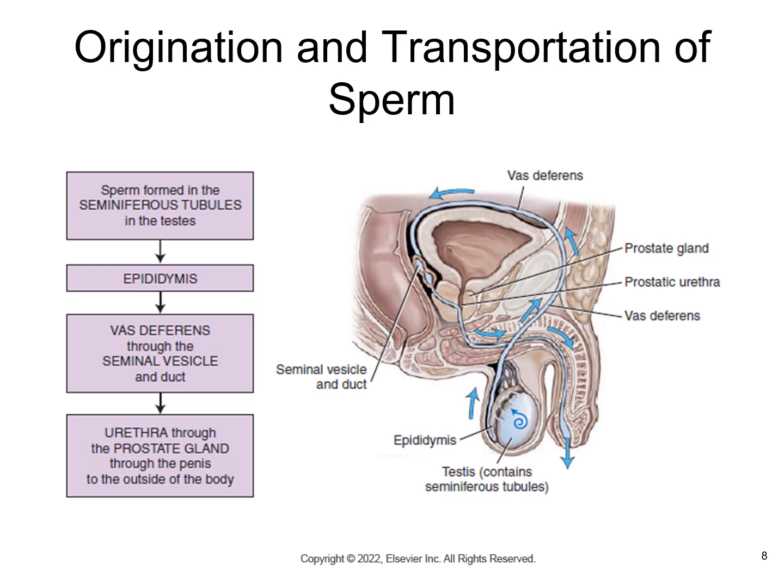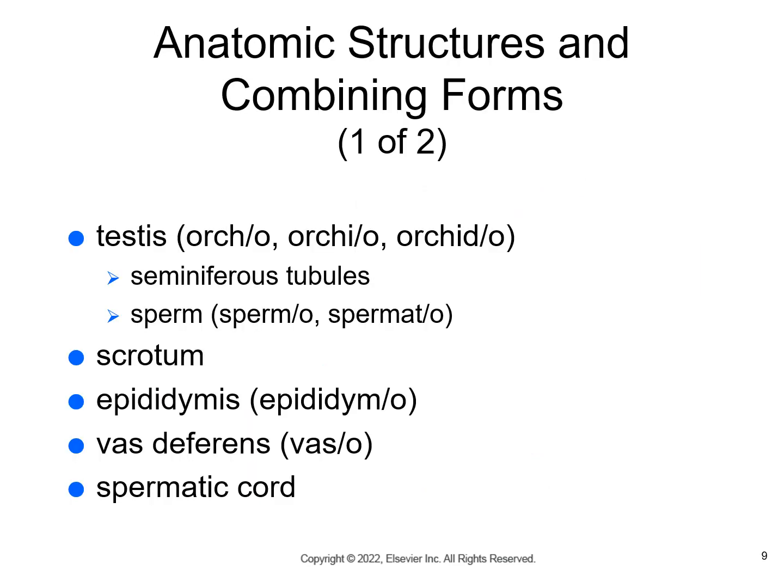Looking at anatomical structures and combining forms, we see testes, which we will see written as orcho, orchio, and orchido, one of those variations. And of course, the testes is the primary male sex organ. It's where the spermatozoa or sperm cells are produced, and where testosterone is also produced. Seminiferous tubules are related to the very beginning origination of the sperm.